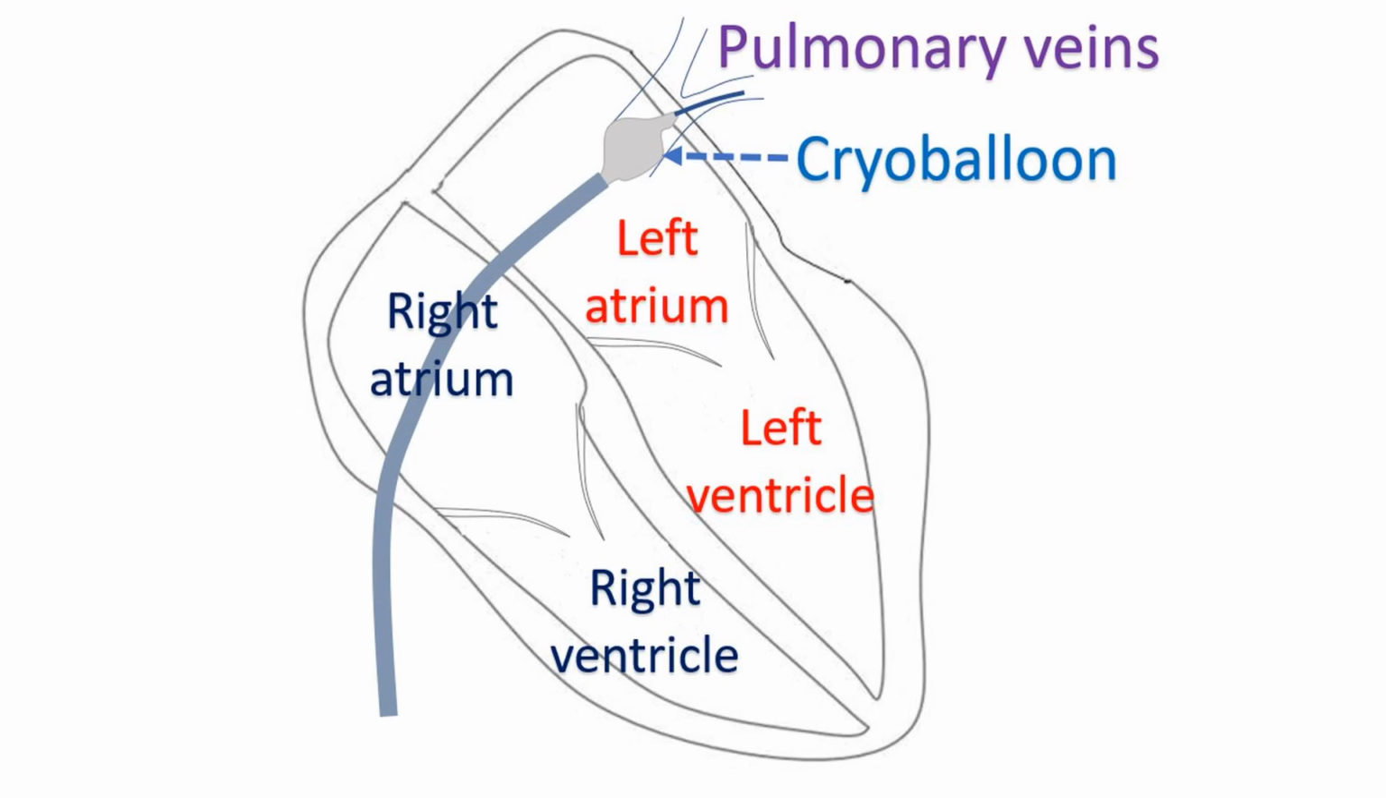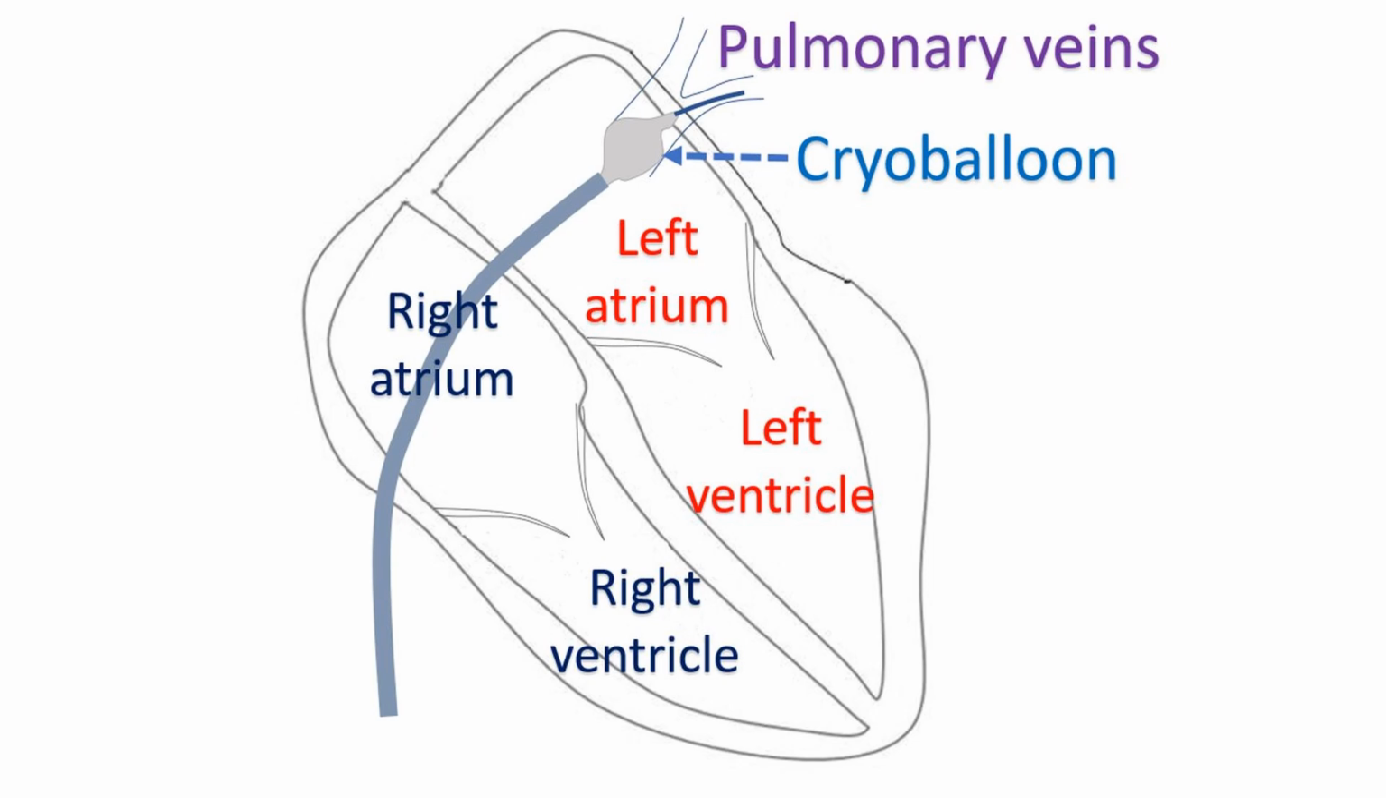Pulmonary veins are blood vessels returning oxygenated blood from the lungs to the left atrium. Left atrium is the left upper chamber of the heart. Atrial fibrillation is an irregular fast rhythm of the heart originating from the upper chambers.